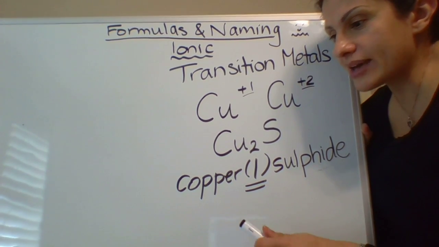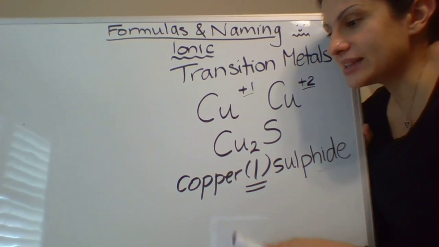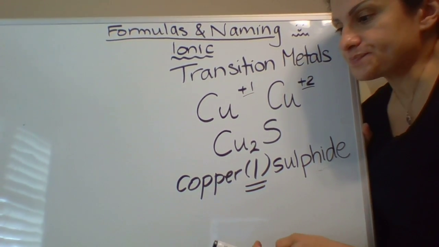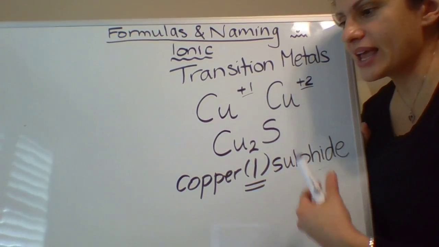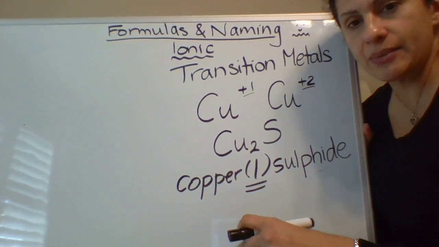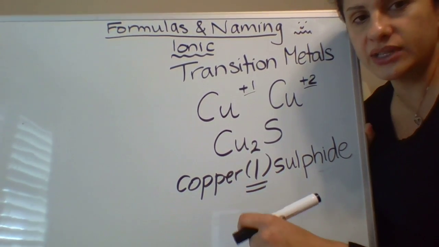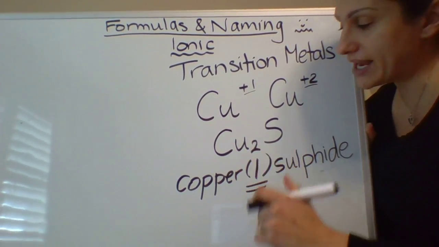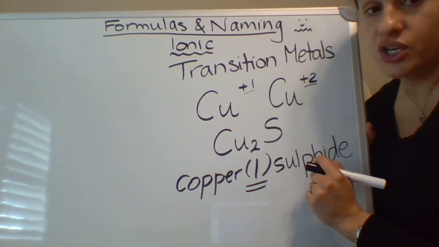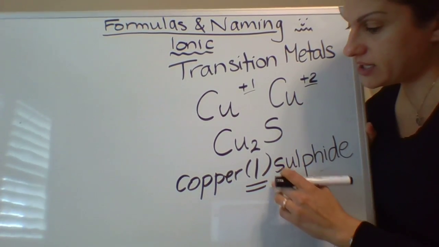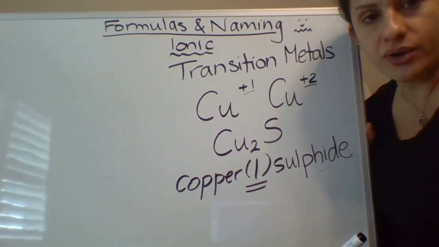Other transition metals are such as tin, lead, and the other ones in your periodic table. You will be given a list of the transition metals and their charges that you will need to know. So when you recognize that you have a transition metal, you'll know that you're dealing with a Roman numeral in the name.